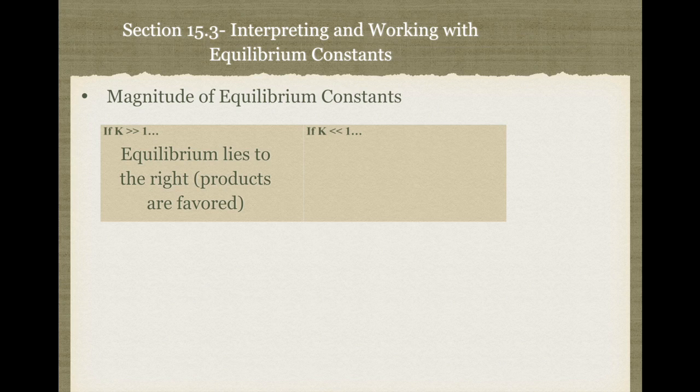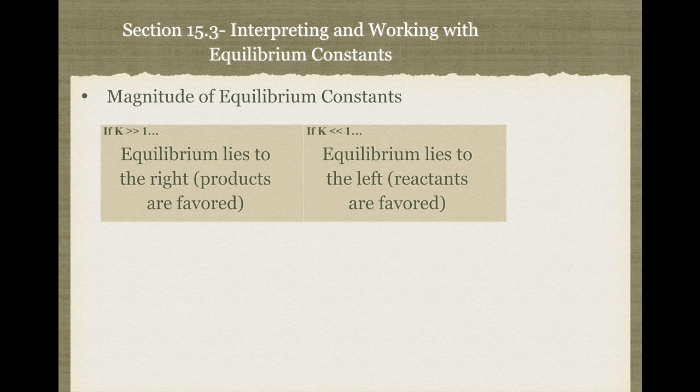If your equilibrium constant is less than 1, what that tells you is that the equilibrium lies to the left, meaning that your reactants are favored. Because remember again, reactants are in the denominator, and therefore if your K is less than 1, that means that the denominator value is larger than the numerator value.